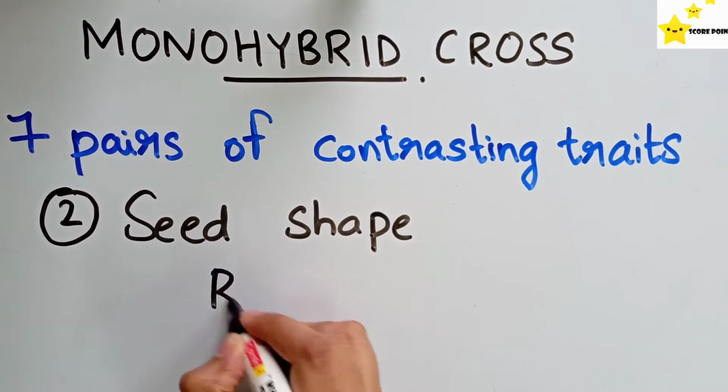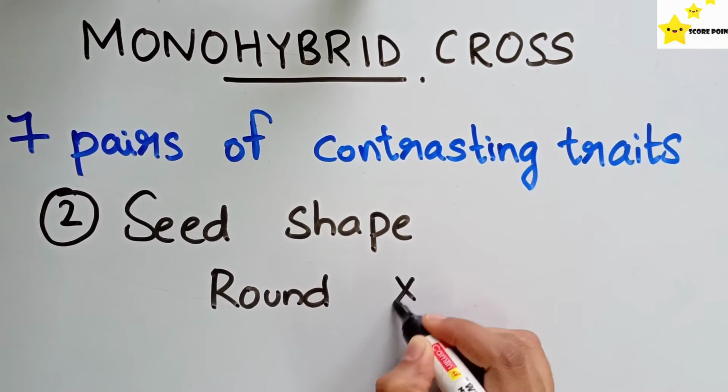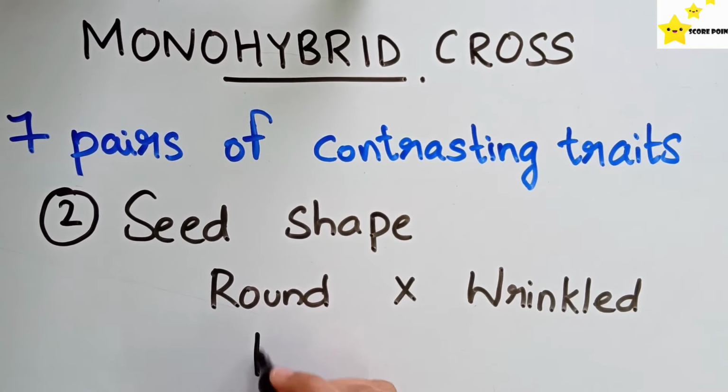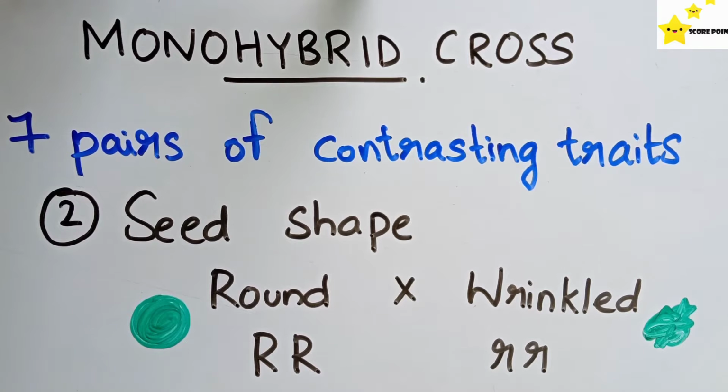The next character is the seed shape. Shape of the seed is observed. It can be round and wrinkled. A round shape is represented by capital R. Wrinkled shape is represented by small r. Round is the dominant trait, that's why we use capital letters. Wrinkled is the recessive trait, so we use small letters.